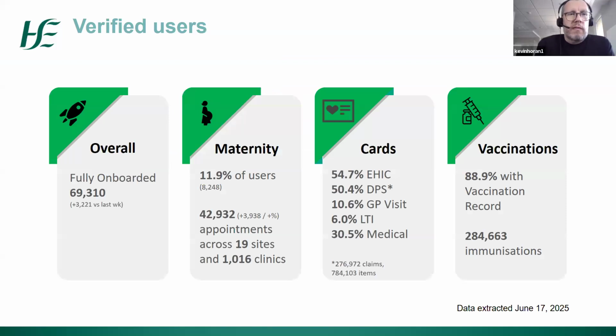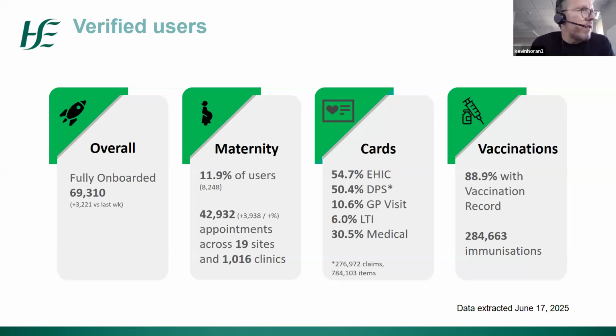So just to give you a sense of how many people are using the app at the moment, we have 69,310 verified users in the app. And verified users means it's not just the number of people who've downloaded, but people who've downloaded and logged in using MyGov ID. Those figures are correct as of the 17th of June. Of that number, just short of 12% are maternity users, and we're serving information on 42,932 appointments in the app across 19 sites.